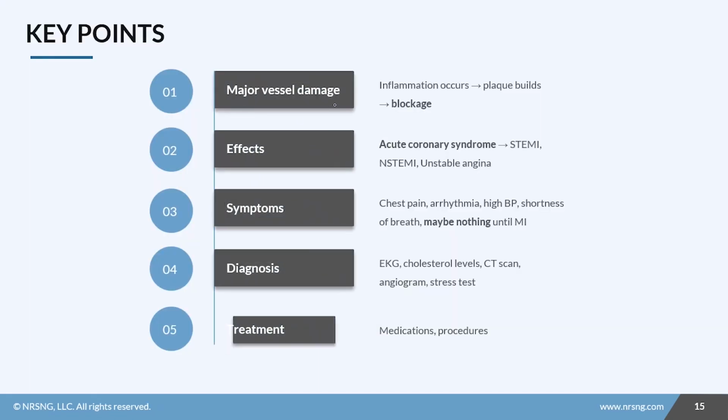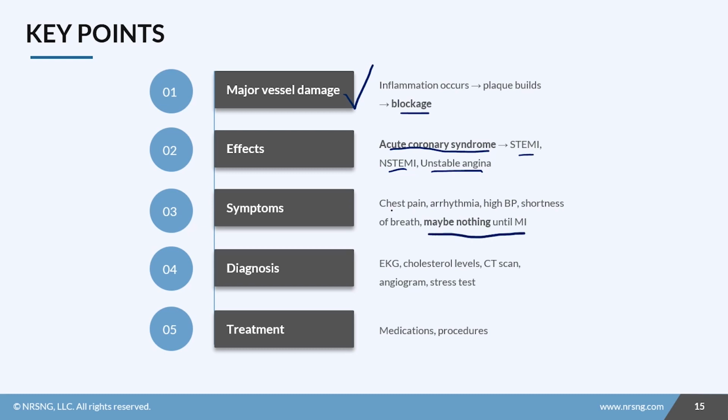All right, so here are just some key points I want you to remember. First, coronary artery disease causes major vessel damage, inflammation occurs, plaque builds up, and then it leads to a blockage. Different effects, acute coronary syndromes such as STEMI, NSTEMI, and unstable angina are all results of coronary artery disease. Some symptoms, they may have no symptoms at all until they have a heart attack. If they do, they might have chest pain, arrhythmia, high blood pressure, shortness of breath.